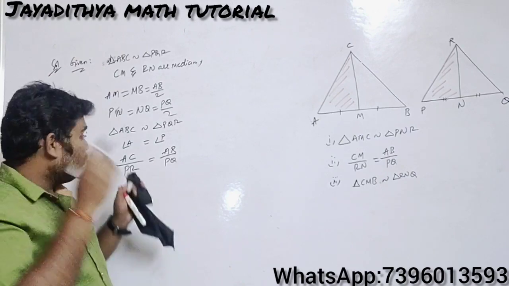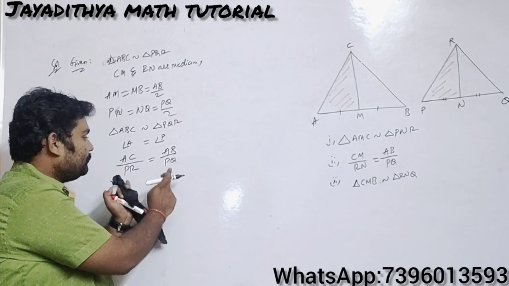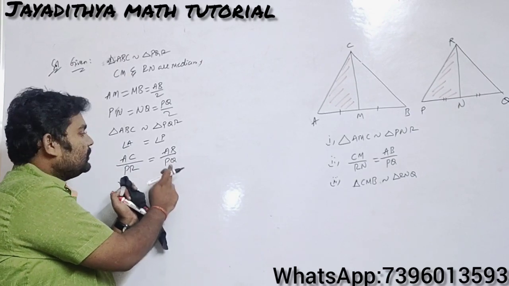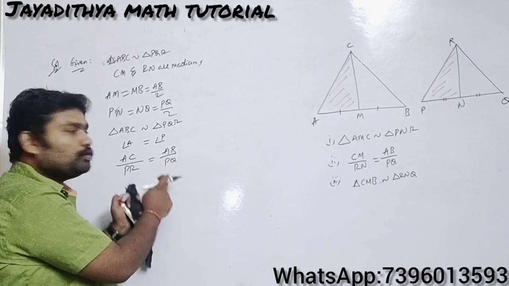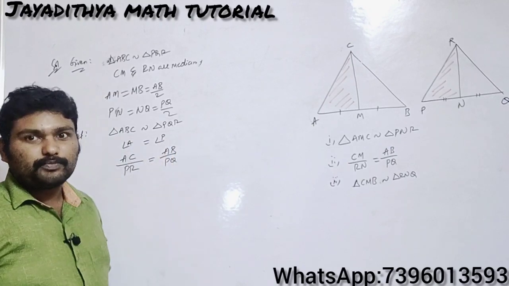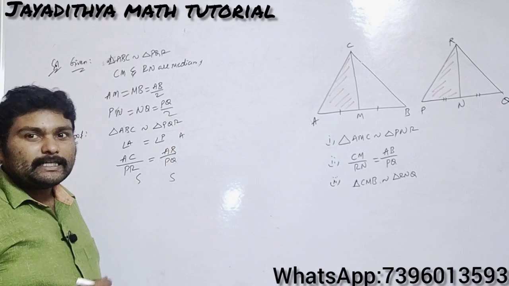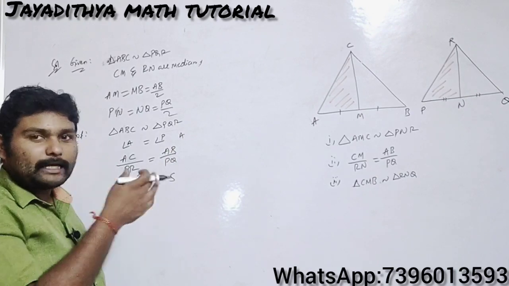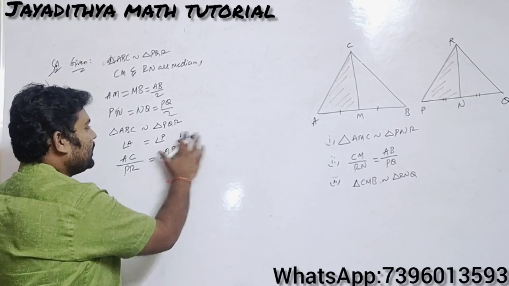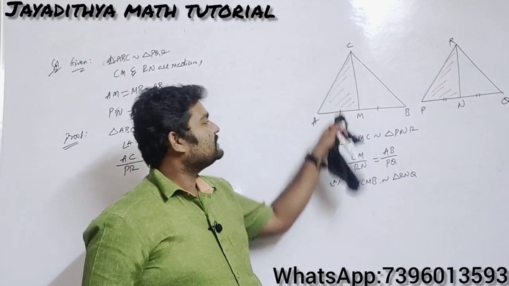You have shown that the ratio of corresponding sides of the two triangles are equal and corresponding angles are equal. So here you have two sides and one angle. By using the SAS criterion, you can show that both the triangles are similar.